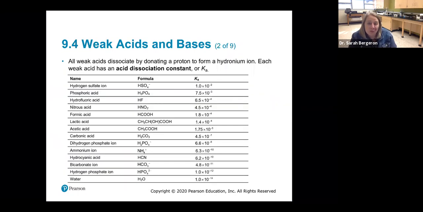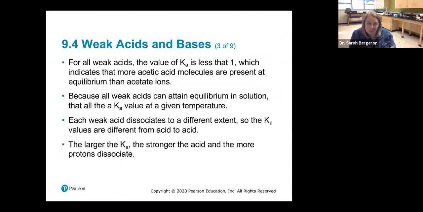When you do this, if it's a weak acid, you're going to get a really, really tiny number. Not negative, but really, really small, so less than 1. The weaker something is, the smaller the dissociation constant is. Water is a very, very weak acid. Hydrogen sulfate ion is a stronger acid. And don't worry, if I ask you for a Ka value, I'll give you a table.